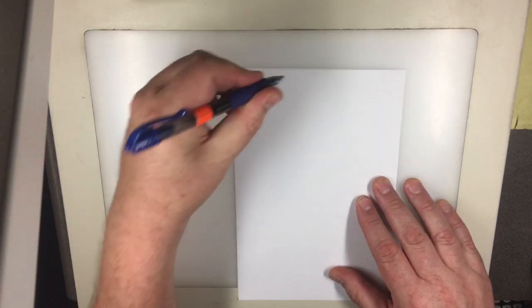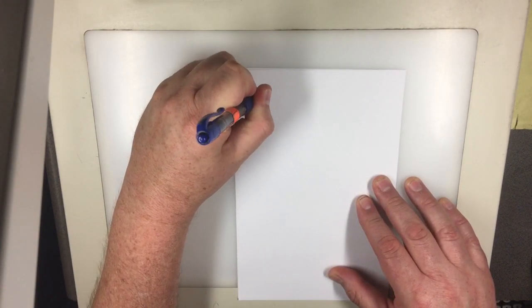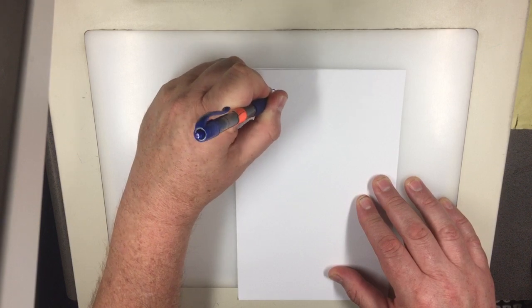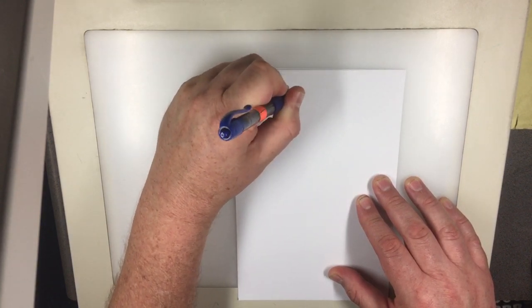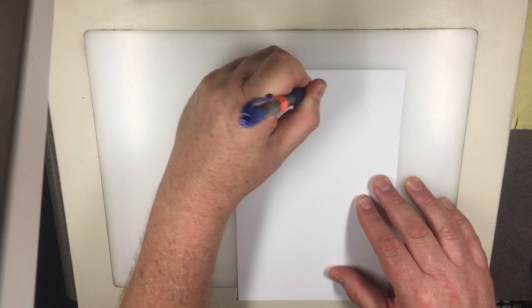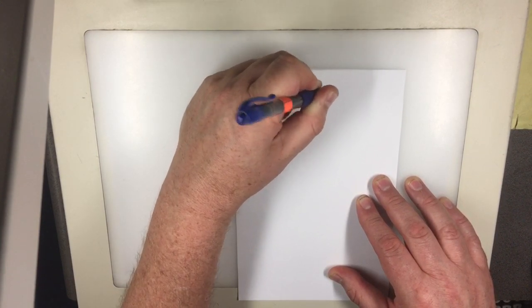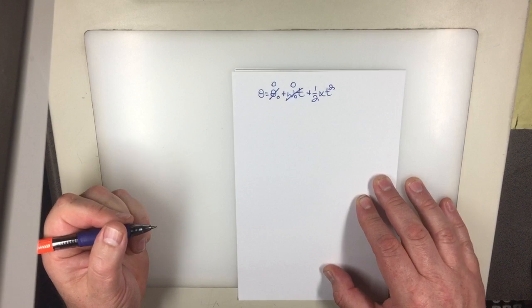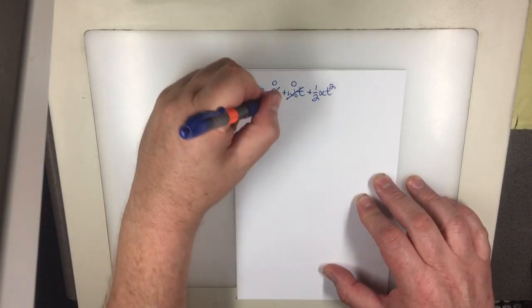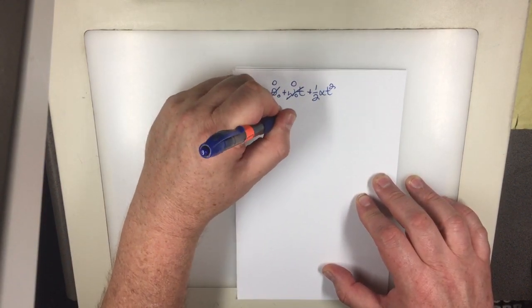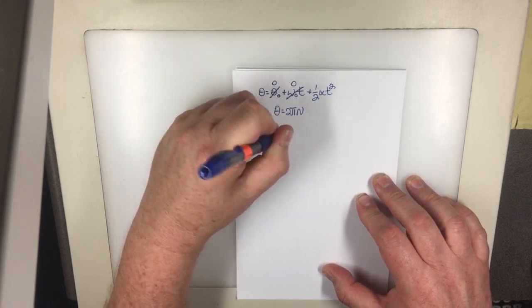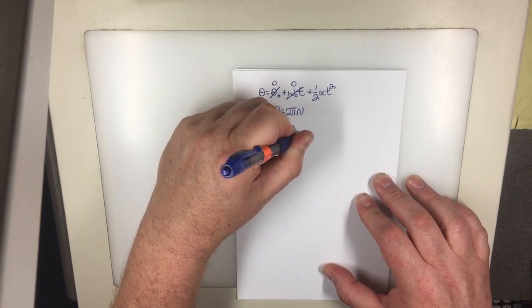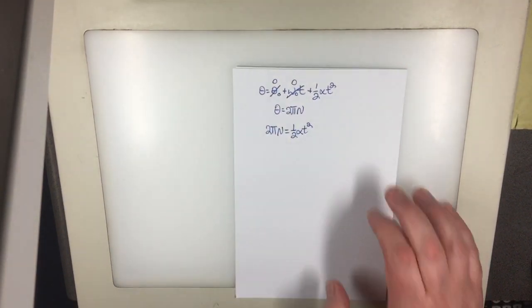It's a rotation problem where alpha isn't 0. In this case, alpha is most definitely non-zero. You need to write that theta is theta naught, which is 0, plus omega naught t, which is 0, plus 1/2 alpha t squared. Since I give you the number of rotations, you have to know that theta is 2 pi n. So 2 pi n is equal to 1/2 alpha t squared.